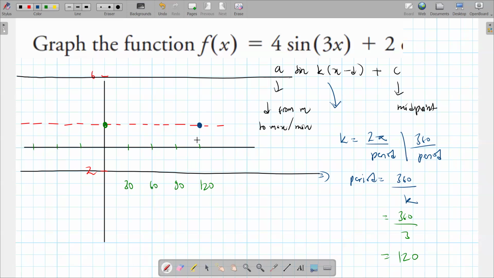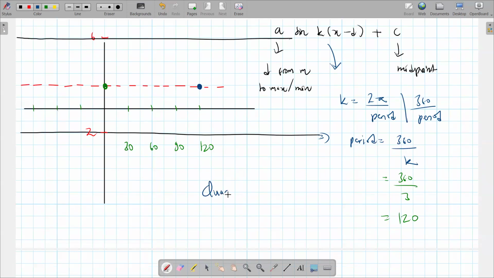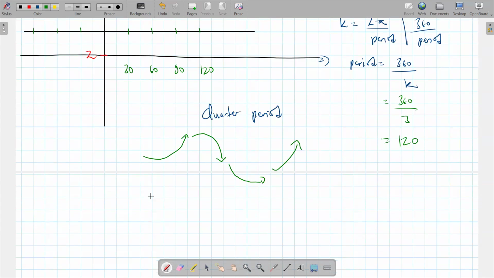What you need to then do is understand the idea of quarter periods. Sinusoidal functions go up or down in 4 stages. Here, let's look at this. Goes up, goes down again, and then goes up. And that's one full loop. Doesn't matter where you start, as long as you end there.